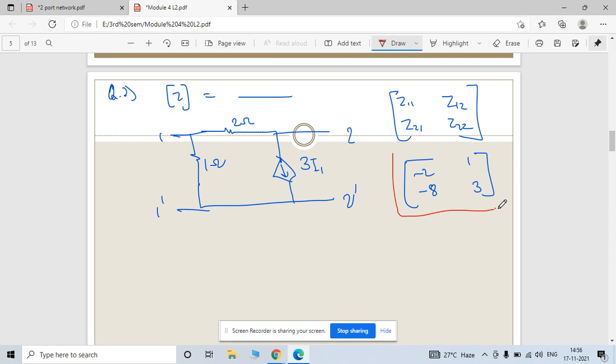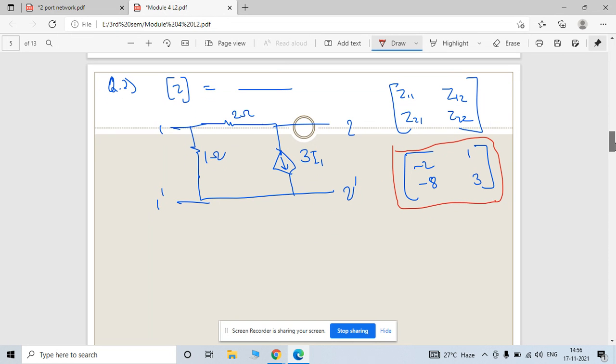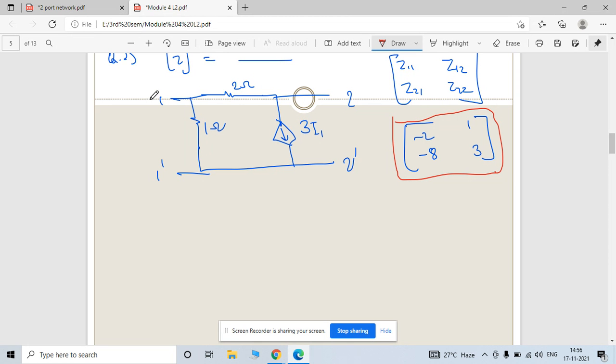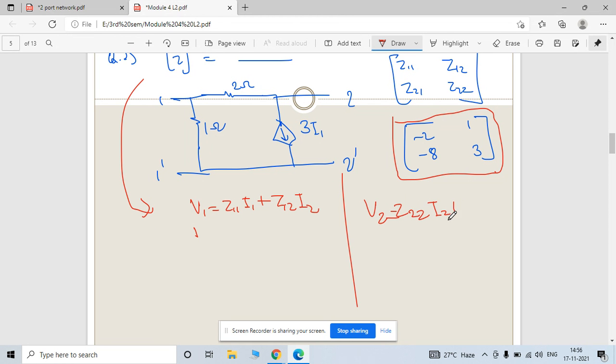Match your answer with this. Now see how to proceed. First of all, write your standard equation. V1 is equal to Z11 I1 plus Z12 I2, right? Same way, V2 is equal to Z22 I2, sorry, Z21 I1 plus Z22 I2. I will write it in this format.